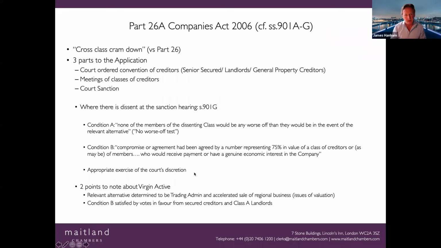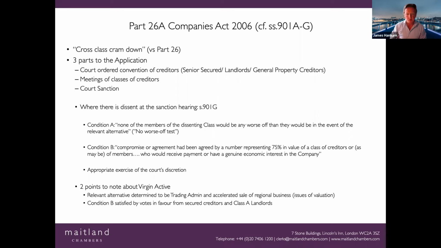Can I first of all deal with Part 26A of the Companies Act, which essentially in the context of Virgin Active involves sections 901A to G of the Act. And probably the most important principal point to note to start with is that 26A, unlike 26, involves a cross-class cramdown, which means that classes of creditors who dissent can still be folded into a restructuring plan, unlike in a traditional Part 26 application. There are three parts to an application.